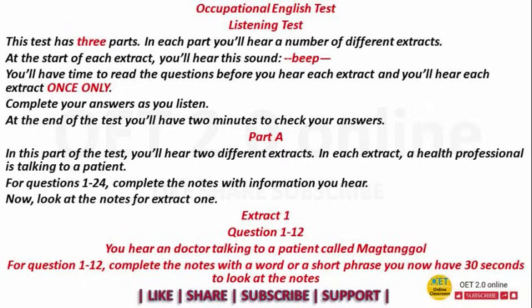The listening part of the Occupational English Test has three parts, and in each part you hear a number of different extracts. At the beginning of the test, you will hear a beep sound. You have time to read the questions before you hear the extracts. You will hear each extract once only. You have to complete your answers as you listen. At the end of each test, you will be given 2 minutes to check your answers.